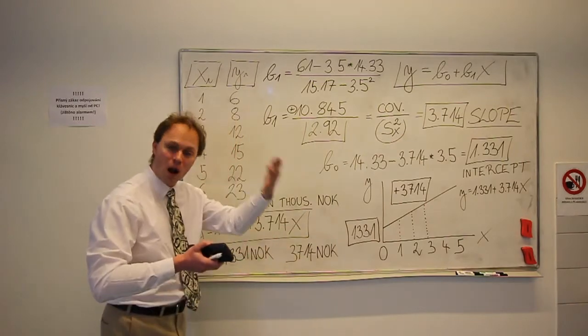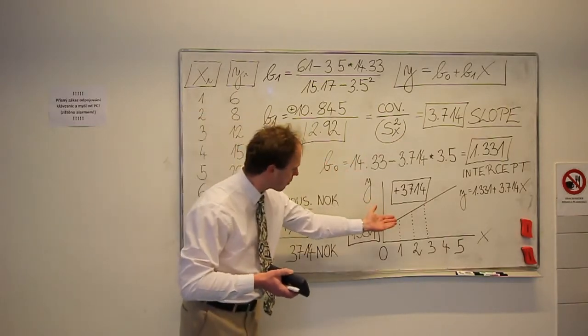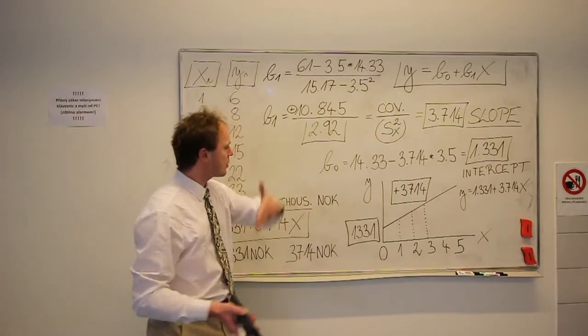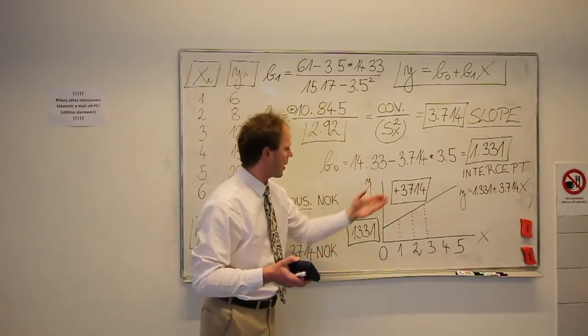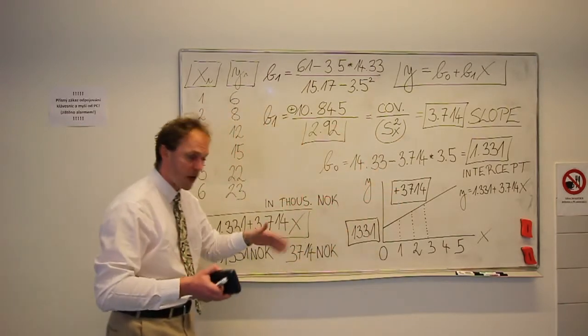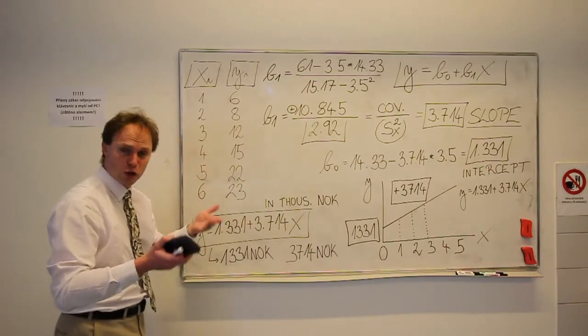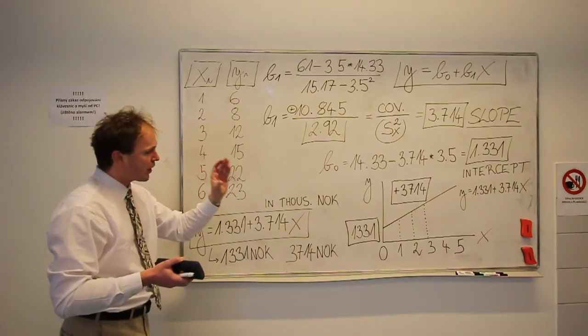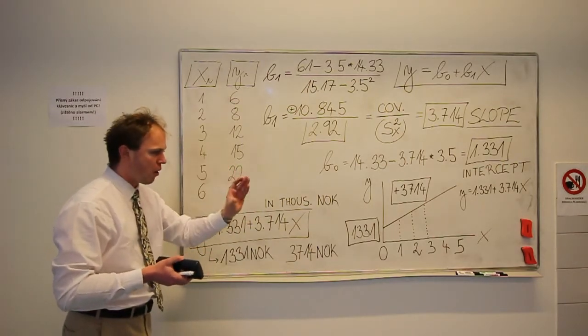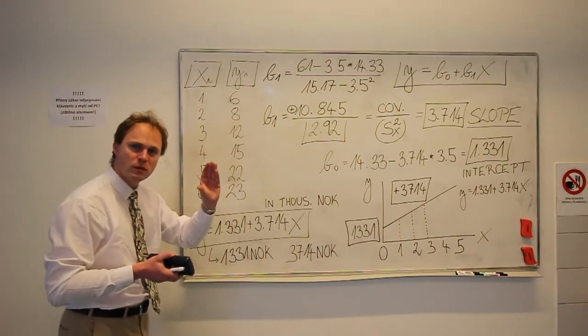Your grandmother arrived for 1 month, you need other 3,714 Norwegian crowns. Your uncle arrived to your house for 1 month, you need other money, other 3,714, etc., etc. So this is average increase with every other person in your house.